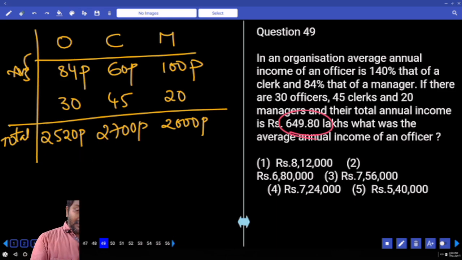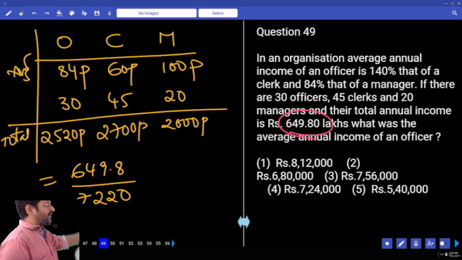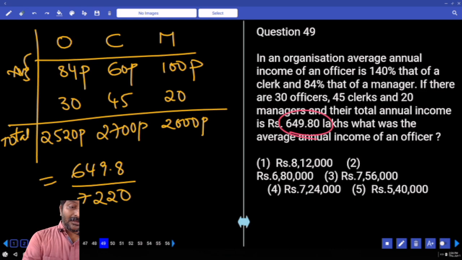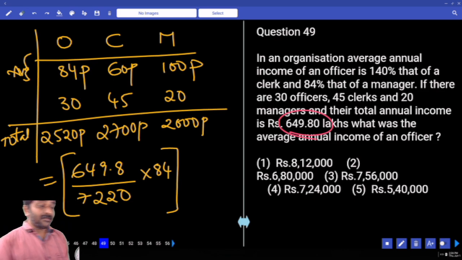So 6,649.8 lakhs is equal to 7,220 parts. Correct? Finally, our question is to identify how many parts? 84 parts, right? Into 84. Whatever number you get here is representing in terms of? In terms of lakhs of rupees, because 649.8 is in lakhs. So this value will be in lakhs. Got it?